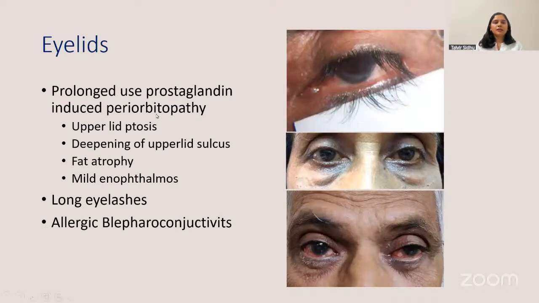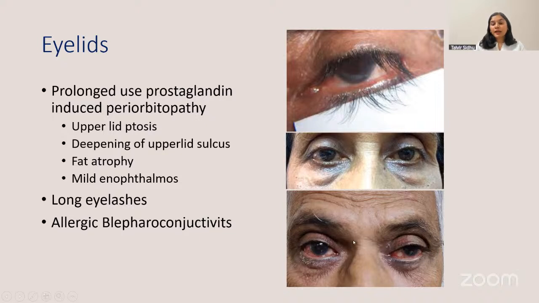Now coming to the eyelids. You must check the eyelids for any infections or any other things like long eyelashes. Long eyelashes are usually associated with advanced use, with a very long-term use of prostaglandins. Along with long eyelashes, the patients might have tight lids, upper lid ptosis. Then the patient might have deepening of the upper lid sulcus and mild enophthalmos as seen in the second picture. This is called prostaglandin-induced periorbitopathy.